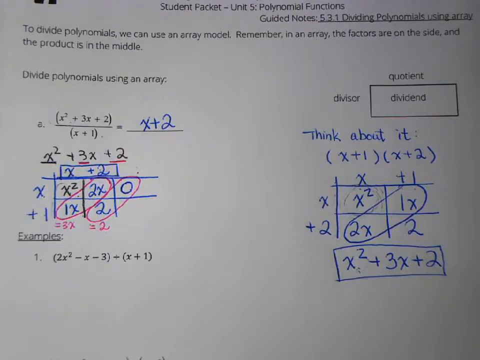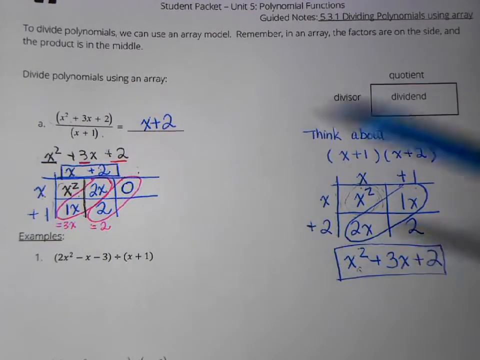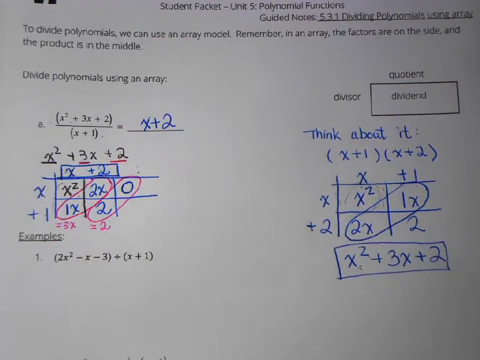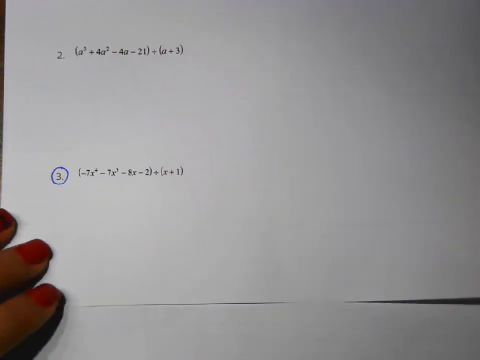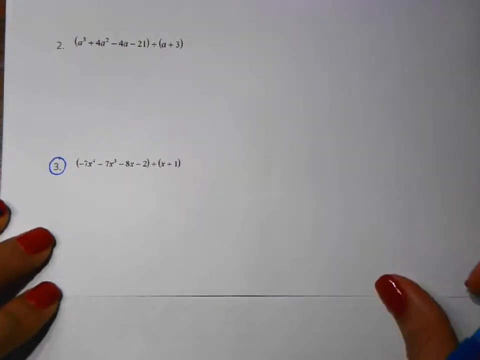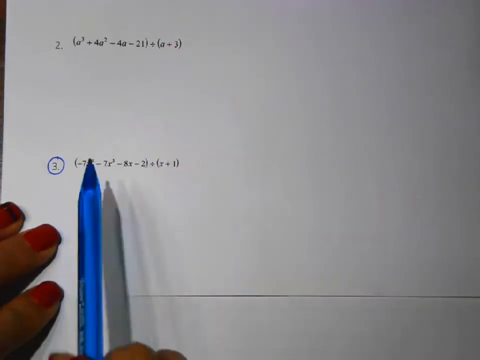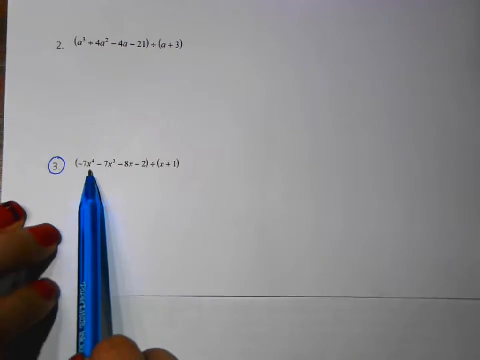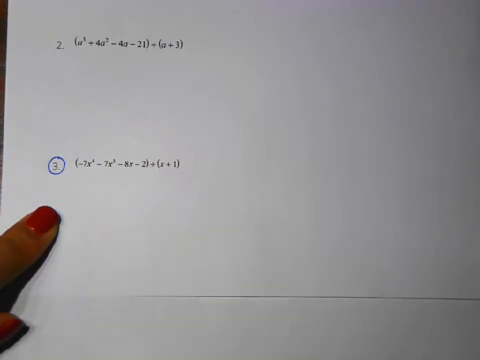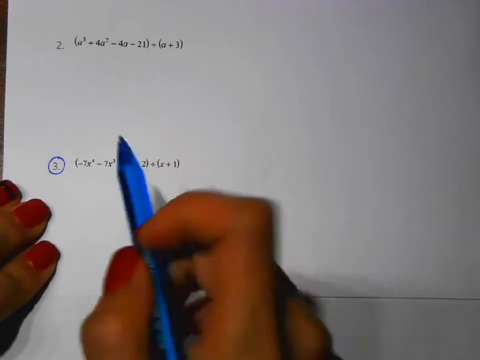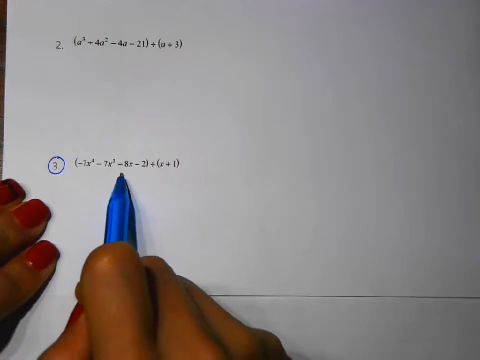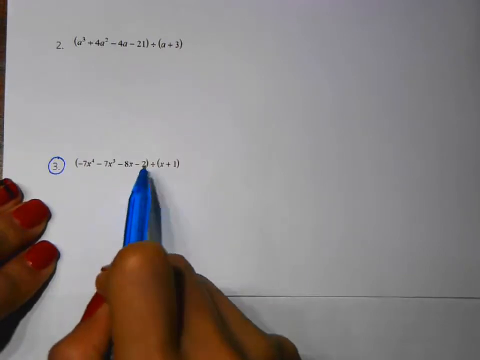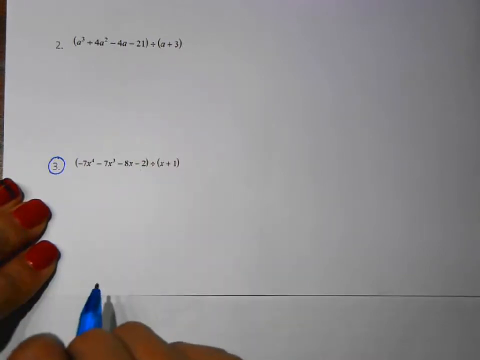Okay, so we have divided using an array model. I want to look at another one that's slightly different. At the very bottom of the page, example number 3. Instead of x squared now, I'm starting with x to the 4th power. It works the same way. Negative 7x to the 4th minus 7x cubed minus 8x minus 2 divided by x plus 1.